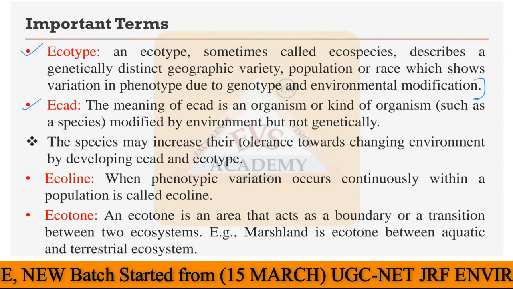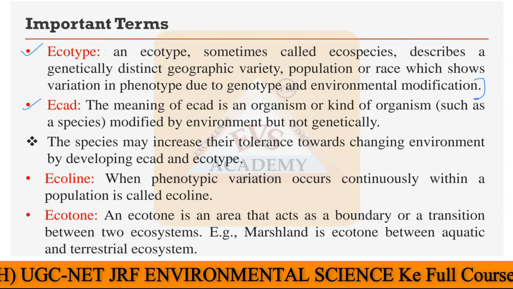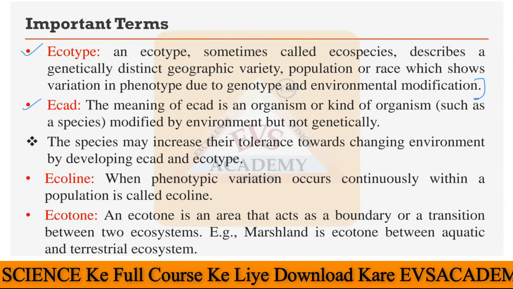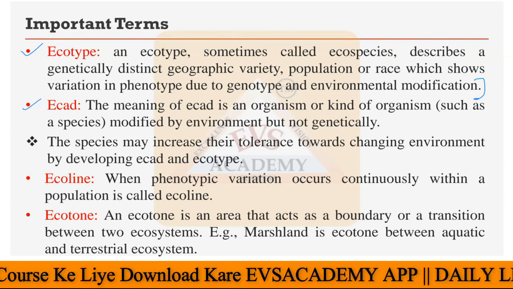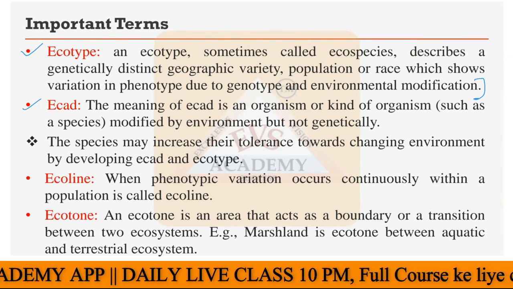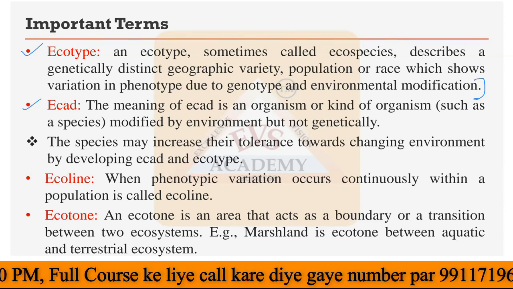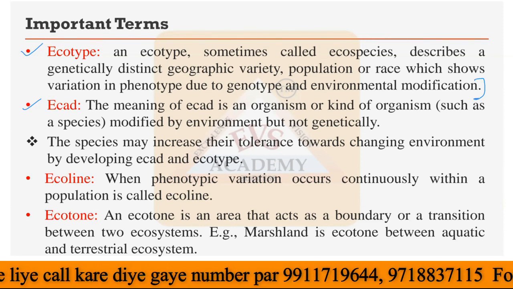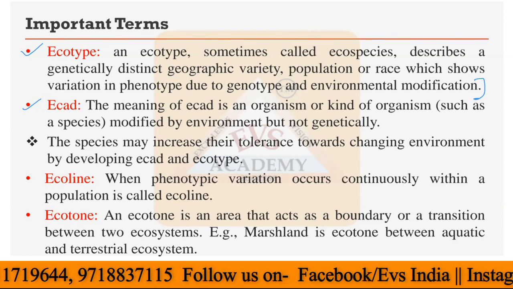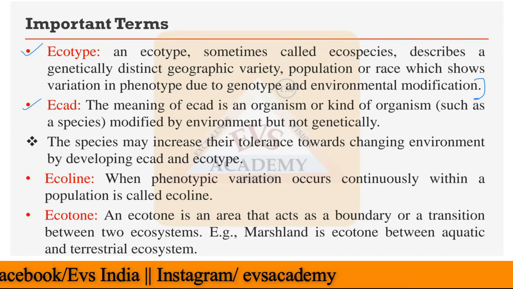Suppose I take a mouse and this time I just cut the tail of that mouse. Now that is a kind of different-looking mouse, but here the genetic modification is not done. The progeny of that mouse would also have tails because the change is not genetic. It is a change only in the appearance. Such a scenario is termed as ecad. So ecad and ecotype are both similar, but in the ecotype, the changes would be in genetic variation or in the genes of that organism. In the ecad, the change would be only in the physical appearance.